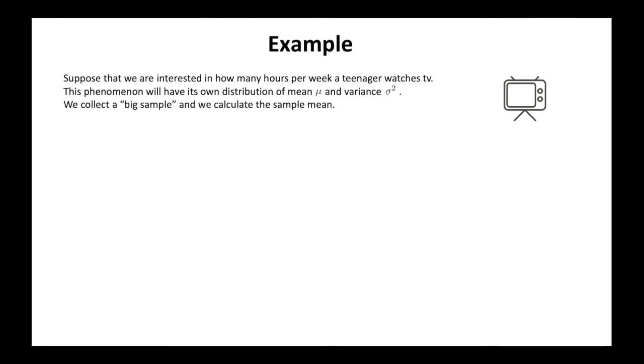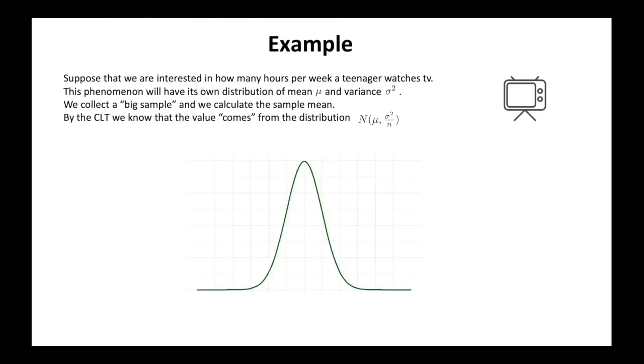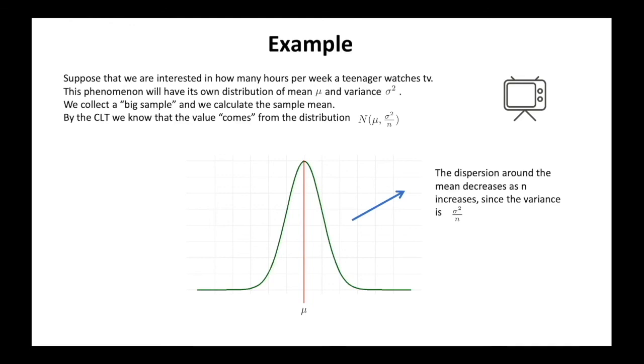Then we can collect a big sample, like the data of 1 million teenagers, and calculate the sample mean. Thanks to the central limit theorem, we know that the value we obtain comes from a normal distribution centered in mu. Since the variance is sigma squared over n, we know that the bigger the sample is, the more likely the sample mean will be near the mean.